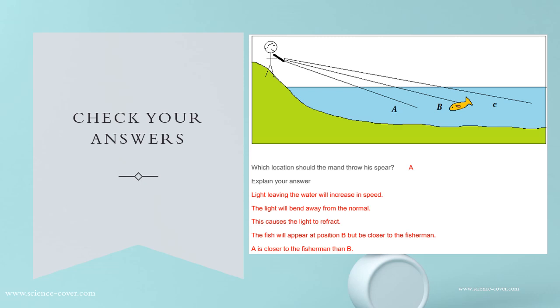Which location should this man throw his spear? The answer should be A. This is because the light leaving the water will increase in speed. It will bend away from the normal, and this causes the light to refract. The fish will appear at position B, but actually be closer to the fisherman. And A is the point that is closer to the fisherman than B.